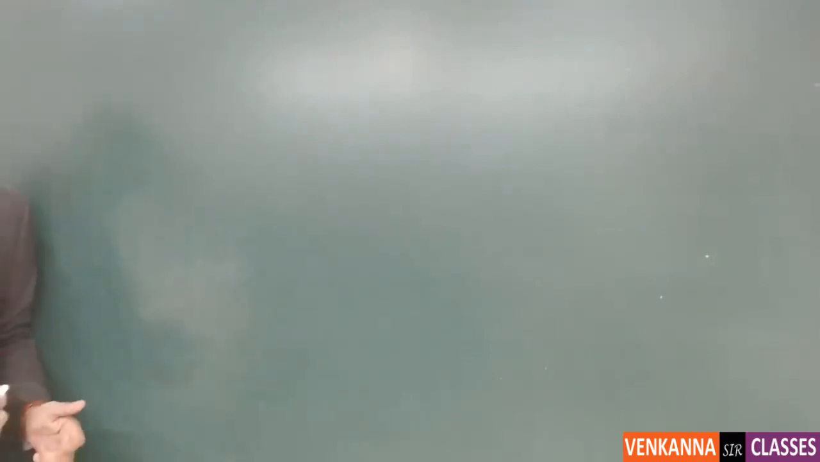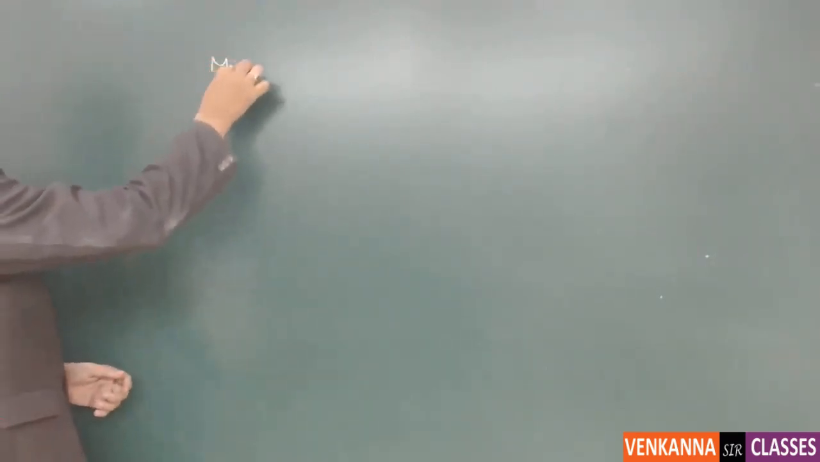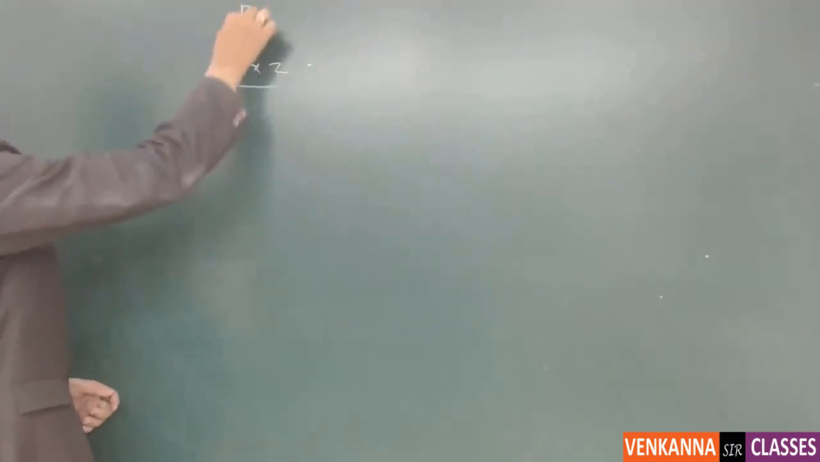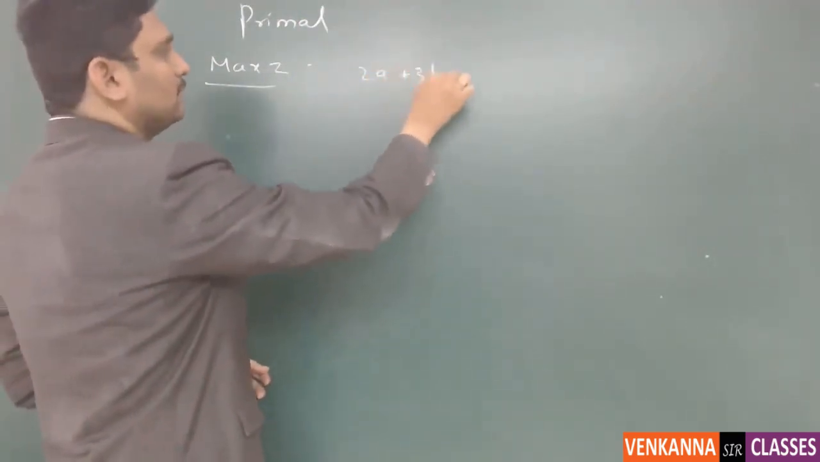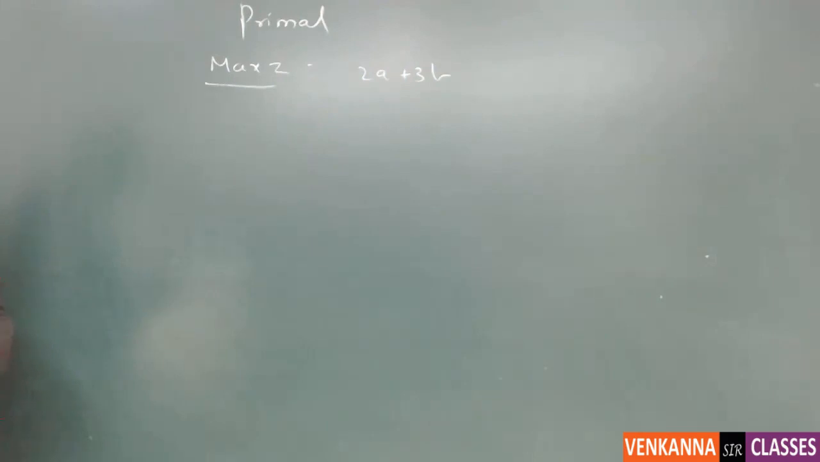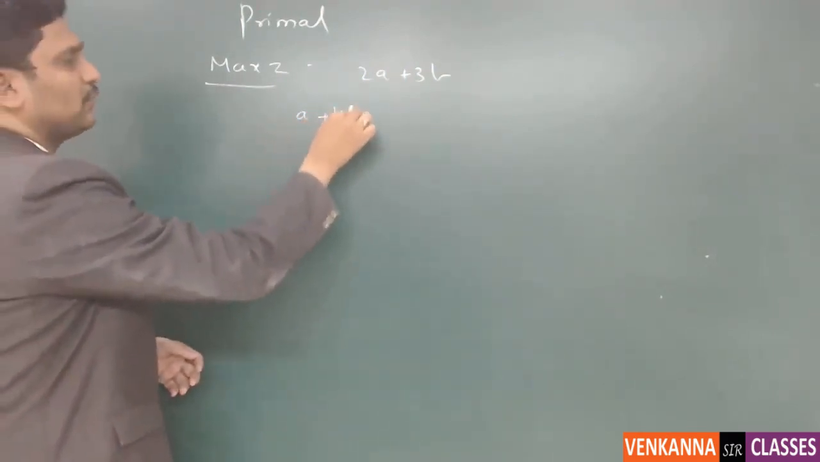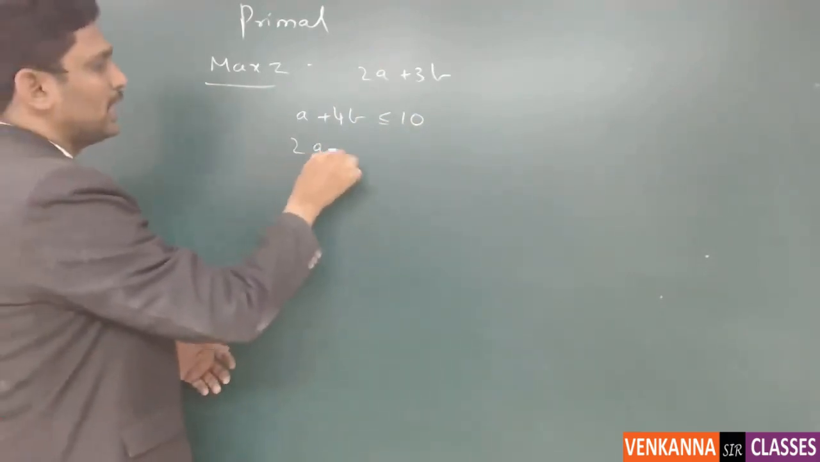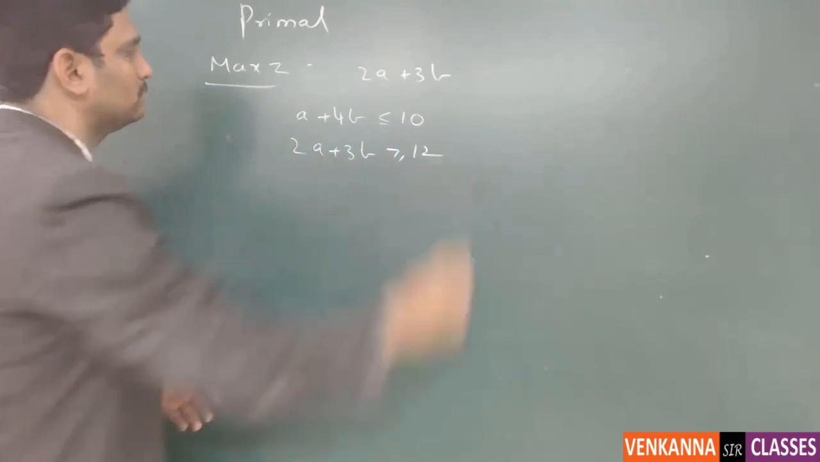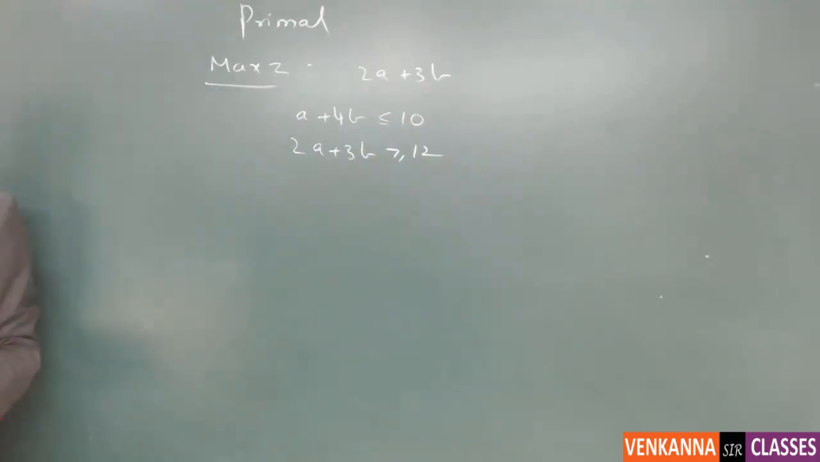So let us take the case that this is my primal problem. Maximize z, say 2a plus 3b, subject to the constraints that a plus 4b is less than or equal to 10 and 2a plus 3b is greater than or equal to 12. Now see the difference between the previous problem and this problem. Accepted?